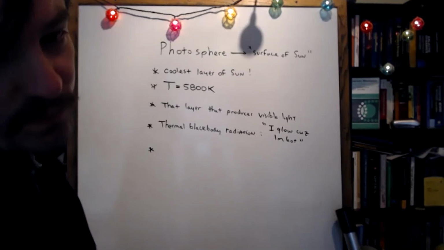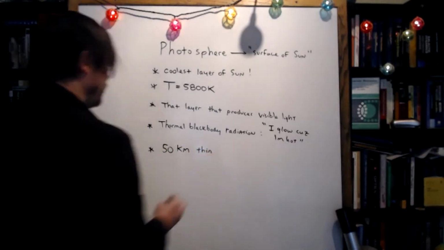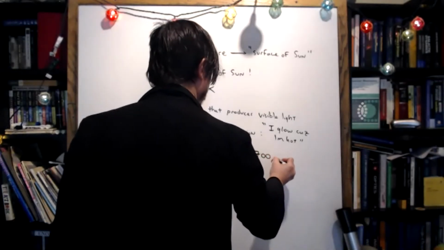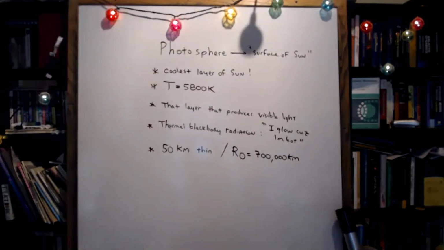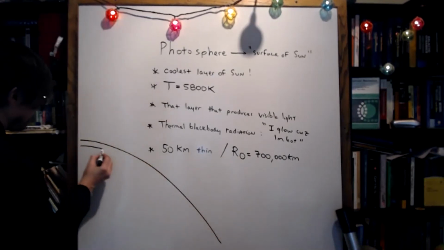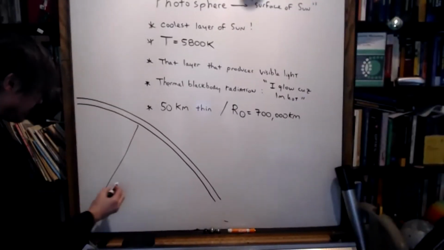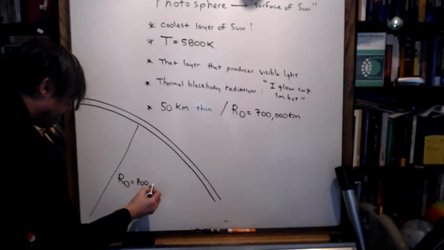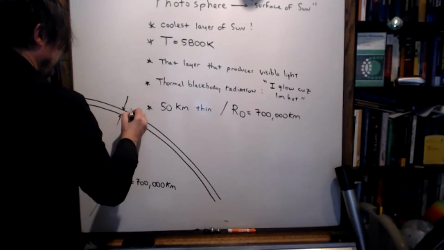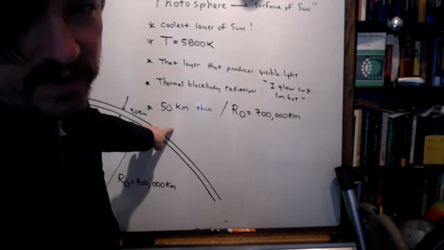For instance, the layer of the photosphere is incredibly thin. It's only 50 kilometers thin in comparison to the radius of the sun. The radius of the sun is 700,000 kilometers. So let's try to imagine what that would be like. Okay, so here's the sun. And Devin, this is kind of related to your question. Let's say the radius of the sun is 700,000 kilometers, but the thickness here is only 50 kilometers.